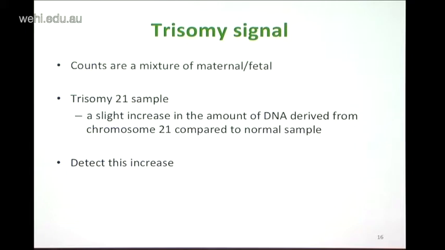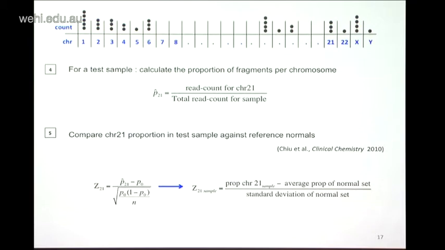But if you get a blood sample from a trisomy 21 pregnancy, you would expect a slight increase in the amount of reads that map to chromosome 21. And if you compare it to a normal sample, you can detect this increase. The way they do it in the commercial tests is that they find a proportion for the chromosome of interest. Because we're interested in chromosome 21, you get the read count for chromosome 21, that's basically what maps to 21, divided by the total read count for the sample. That is your proportion for your test sample.